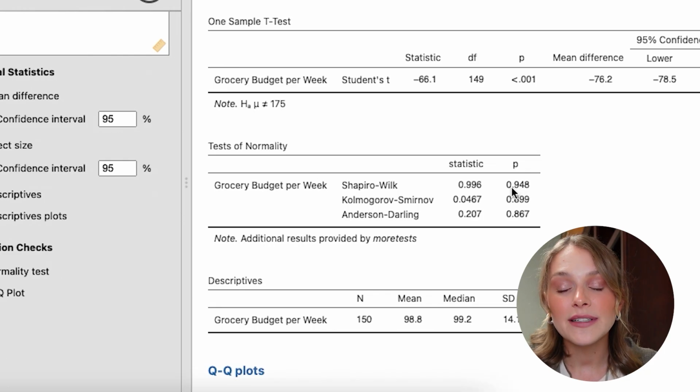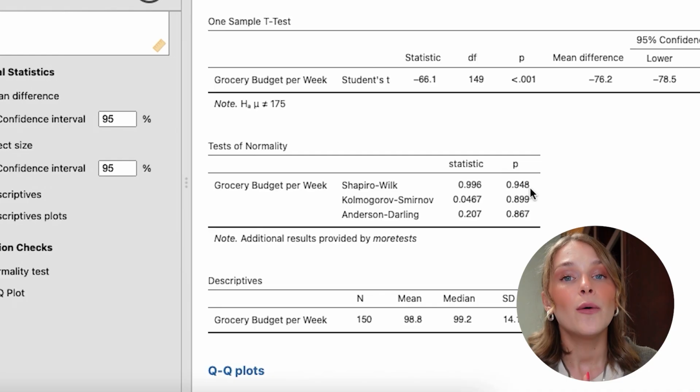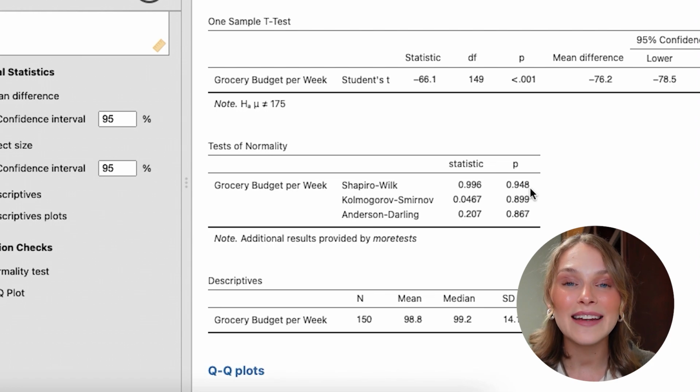So the Shapiro-Wilk test gives us a p-value, and here our p-value is around 0.95, which is far above that 0.05 threshold. So we can say, yay, we have met the assumption of normality. Our data are normally distributed.